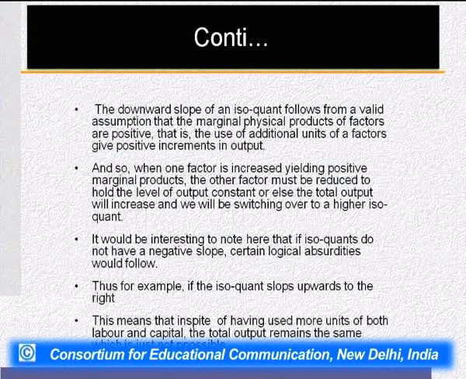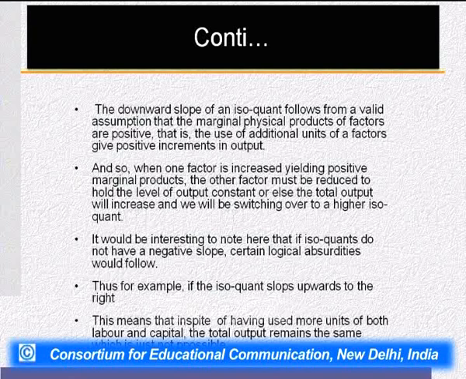We have talked about this many times: if the level of output is to be constant, then with an increase in one factor, you have to decrease the other factor to keep the level of output the same. So it is interesting to note that if isoquants do not have a negative slope, certain logical absurdities would follow.